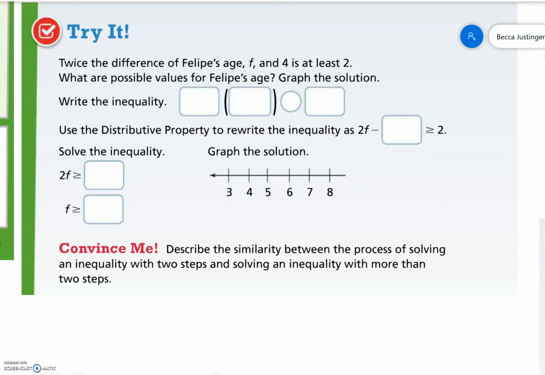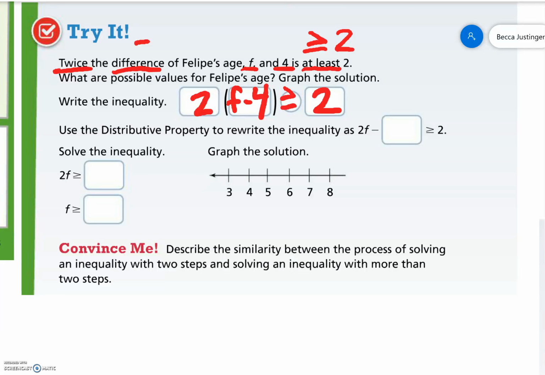Let's try it. Twice the difference, which means subtraction, of Felipe's age F and 4 is at least 2. So it means it could be greater than or equal to 2. What are the possible values for Felipe's age? So twice means to multiply by 2. The difference means to subtract. So we got to subtract F minus 4. At least, meaning it could be greater than or equal to 2.